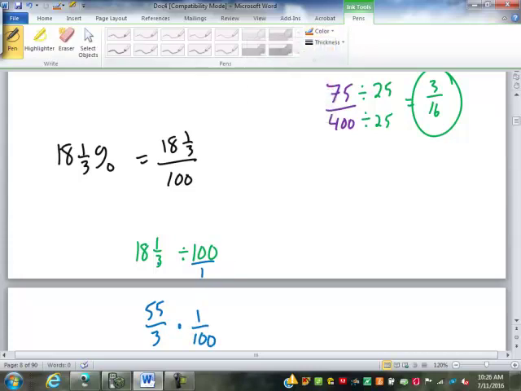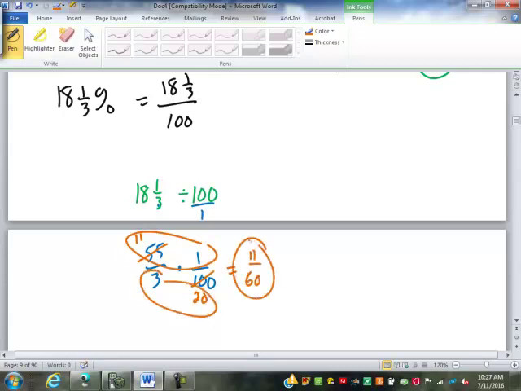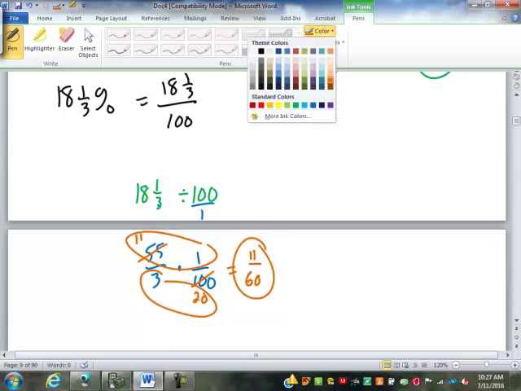We can reduce by cross-canceling. 55 and 100 both divide by 5 to give me 11 and 20. 11 times 1 is 11. 3 times 20 is 60. So 18 1/3% is the same as saying 11 out of 60.